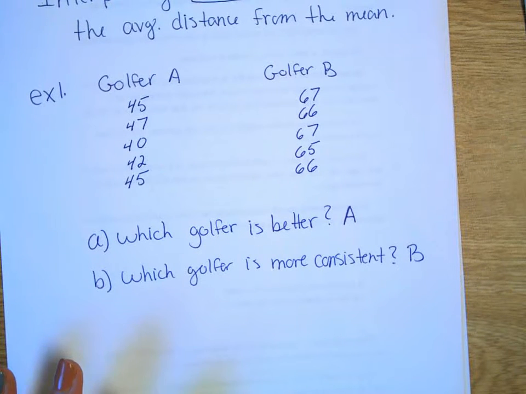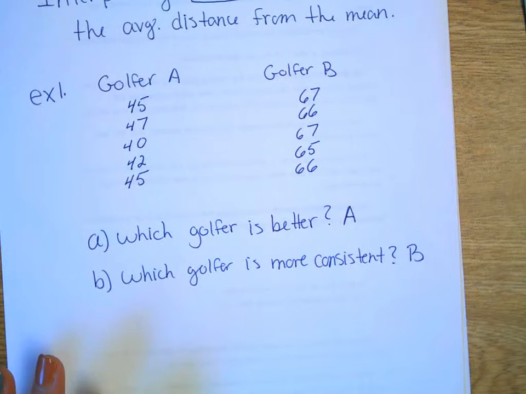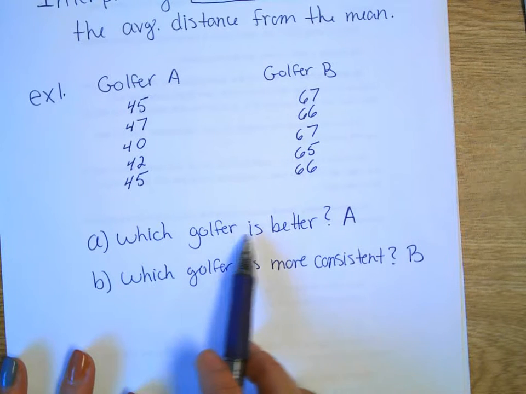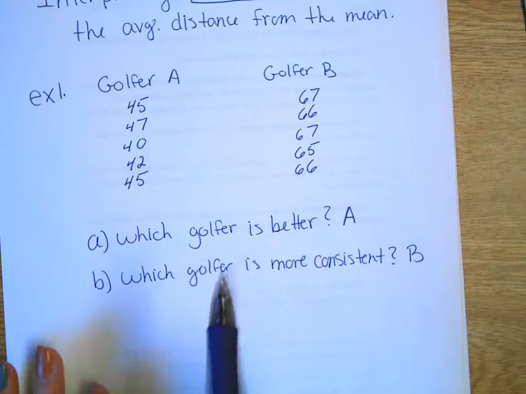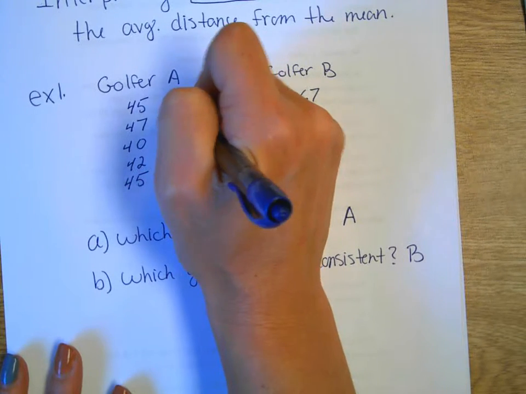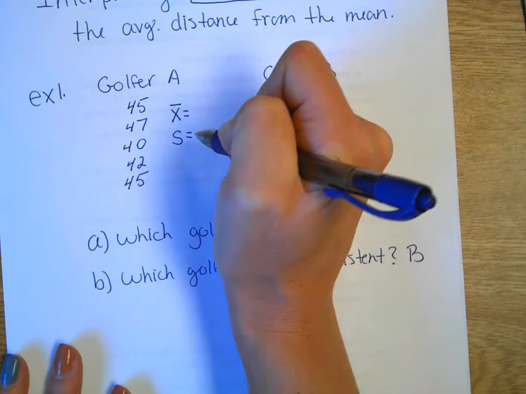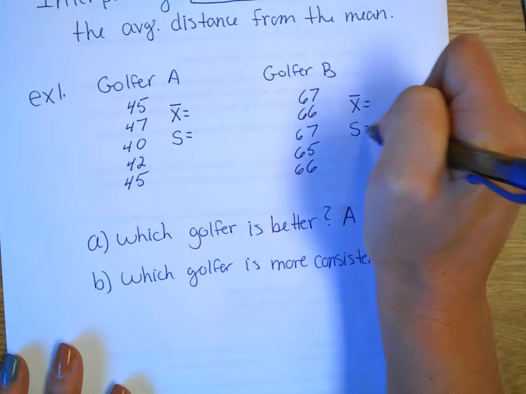What mathematical thing would say this one's more consistent? Standard deviation. Which piece of information would say golfer A is better? The average. So let's do a quick little sample data. Let's find the average for A and the standard deviation for A, and the average for B and the standard deviation for B.